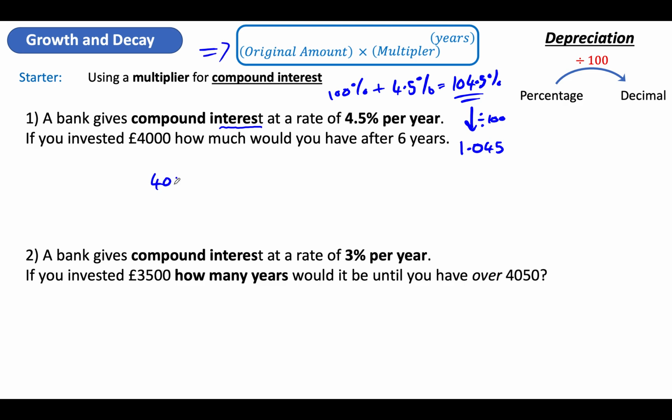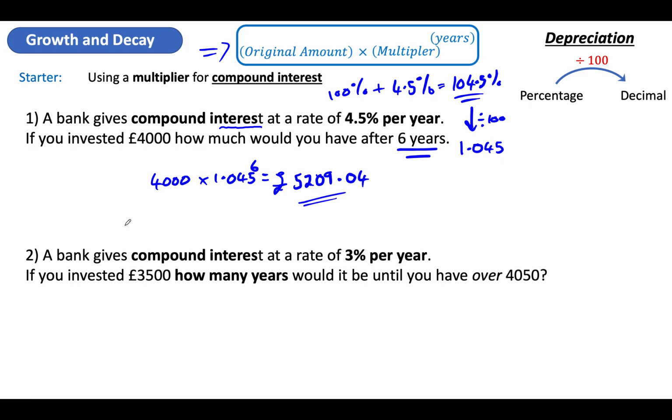Right, 4,000 is our original amount, times by our multiplier of 1.045. That will increase it by 4.5%, but I want to do it for 6 years. That's 6 repetitions, so I put the power of 6. Then we put it in our calculator: 4,000 times 1.045 to the power of 6 is, to the nearest whole pence, £5,209 and 4 pence. Well done if you got that one.